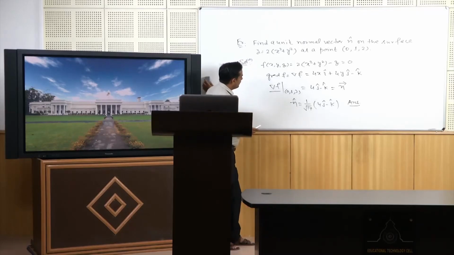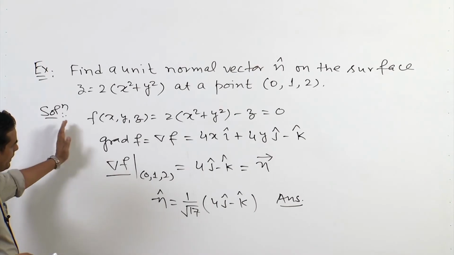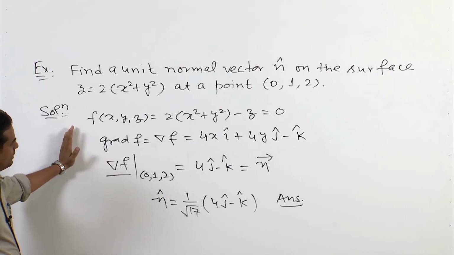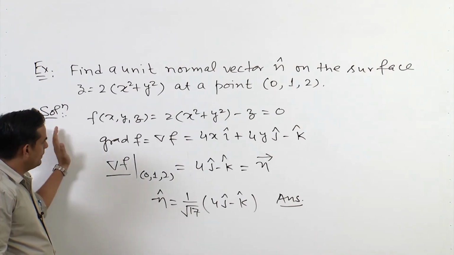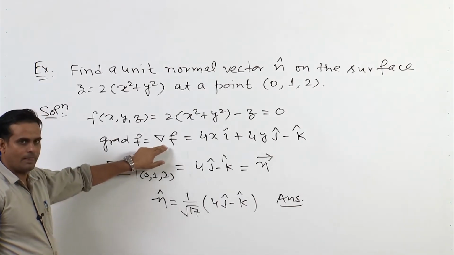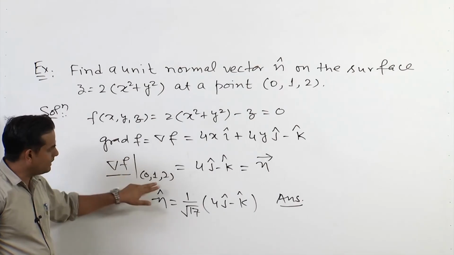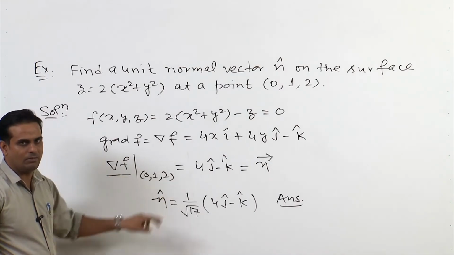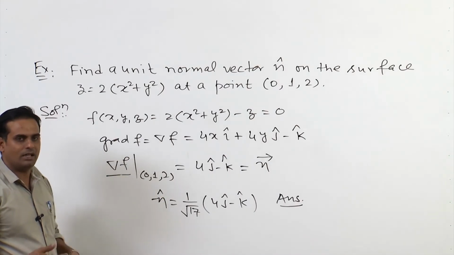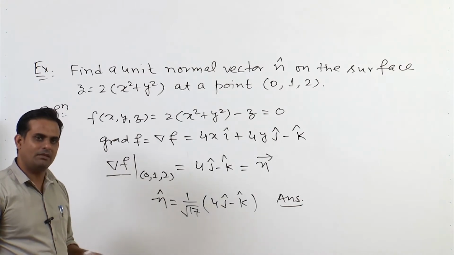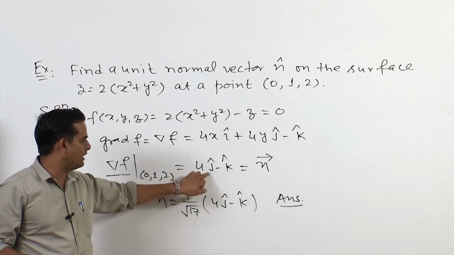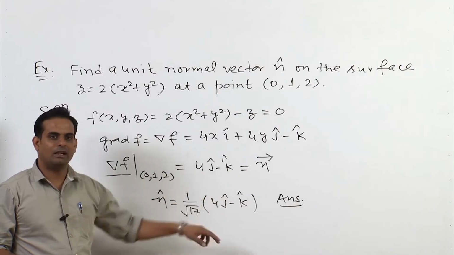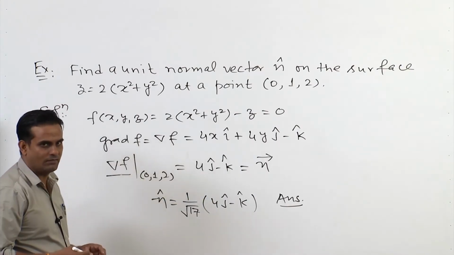So, if someone asks you to find out the normal vector to a given surface at a point, you need to find out del f. You have to calculate del f at that particular point, and that will be the normal vector. If further someone asks for the unit normal vector, you divide this vector by its magnitude to make it a unit normal vector.